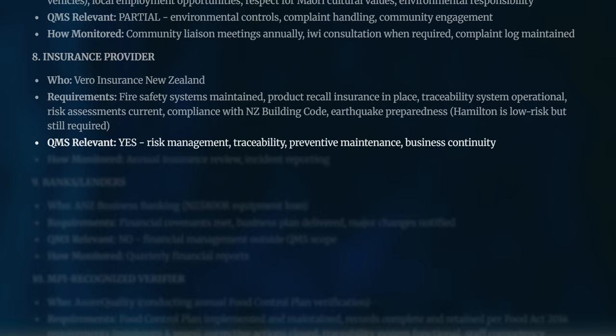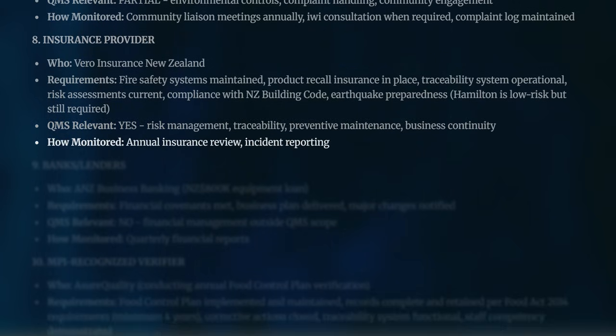Is this relevant to QMS? The answer is yes. Risk management, traceability, preventive maintenance, and business continuity are part of QMS functions. So definitely yes. And you can also model the same in your organization. So how are you going to monitor? Through annual insurance review and incident reporting.